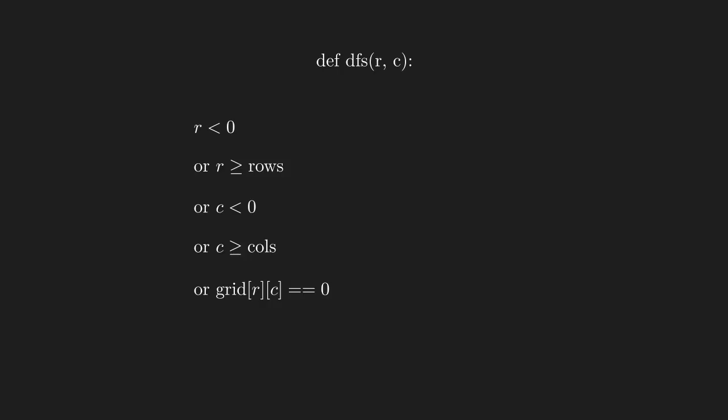Consider a search call at coordinates R, C. The call must stop if R is negative, R is at least rows, C is negative, or C is at least columns, because the coordinates are outside the grid. It must also stop when grid of R, C equals 0, because the cell is sea or has already been processed. Combining these alternatives with logical OR gives the complete base condition.